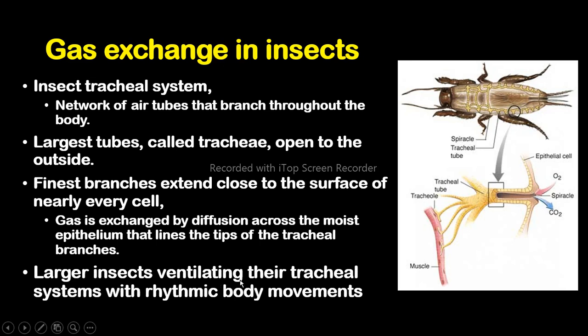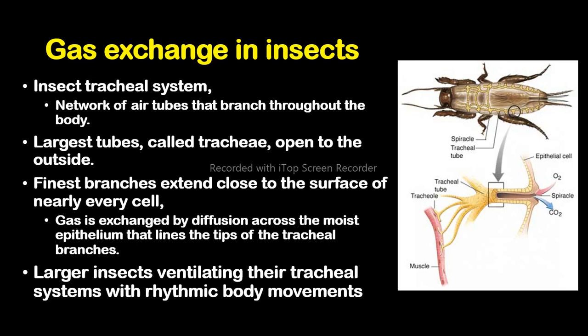Larger insects ventilate their tracheal system with rhythmic body movements. As an insect is busy flapping its wings, muscles contract and relax. The abdominal muscles play an important role as far as ventilation is concerned. So muscles contract and relax.